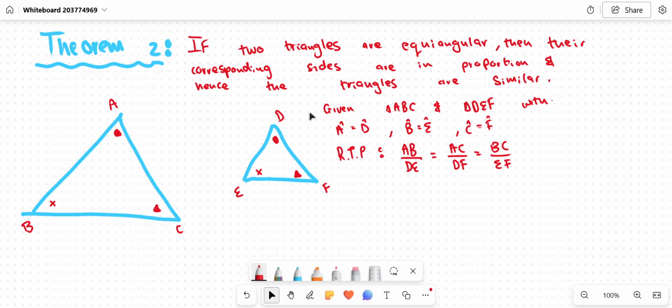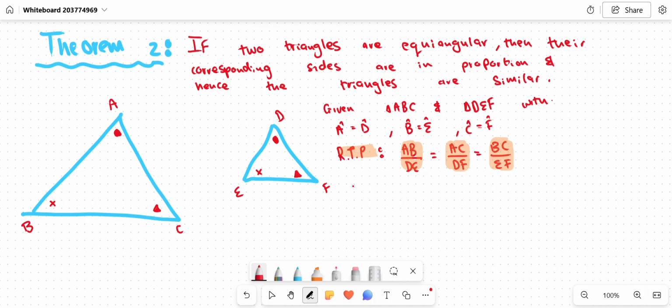Alright, so theorem number 2 then says, if two triangles are equiangular, so if the angles are equal to each other, then their corresponding sides are in proportion, and hence the triangles are similar. So that's what this theorem is saying, and what we are required to prove is this statement here that says the ratios of the sides are in proportion. So how do we go about doing that?